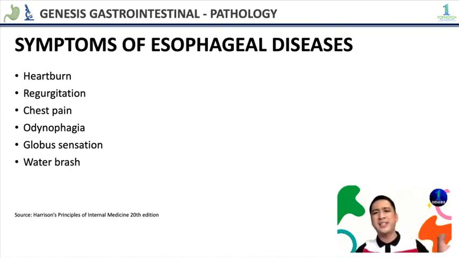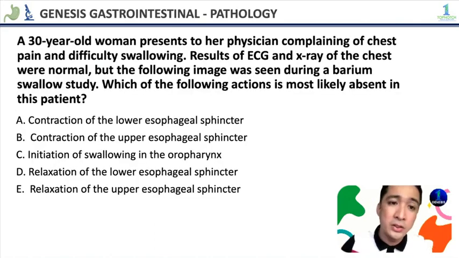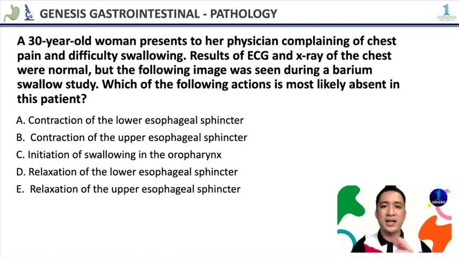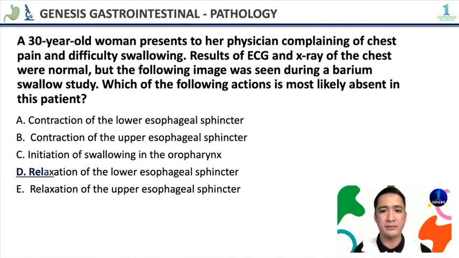So these are the signs and symptoms that we can encounter upon our discussion for the different diseases associated with the esophagus. So let's try to answer this question. A 30-year-old woman presents to her physician complaining of chest pain and difficulty swallowing. Results of ECG and X-ray of the chest were normal, but the following image was seen during a barium swallow. Which of the following action is most likely absent in this patient?